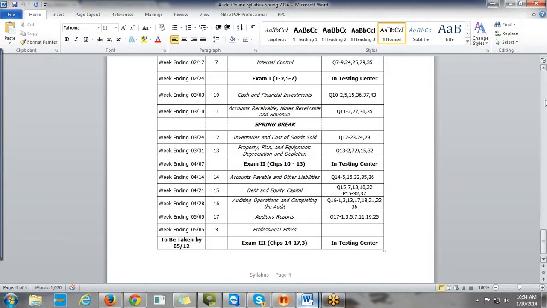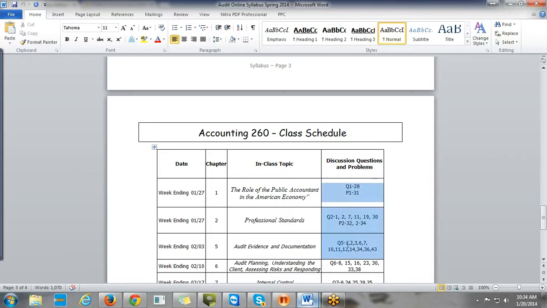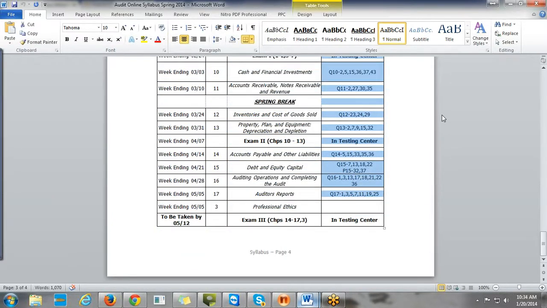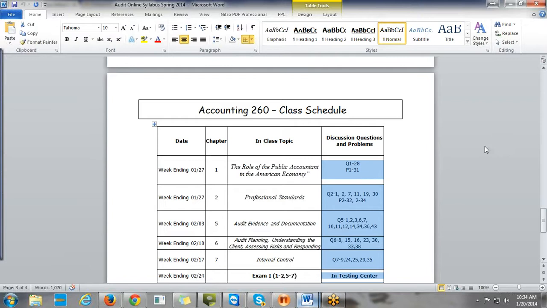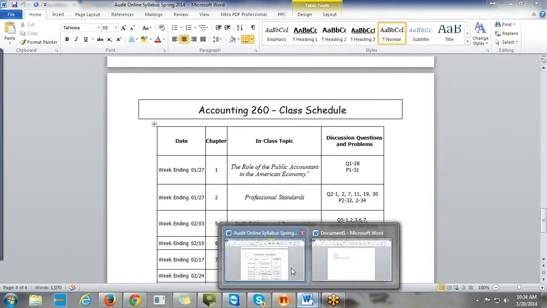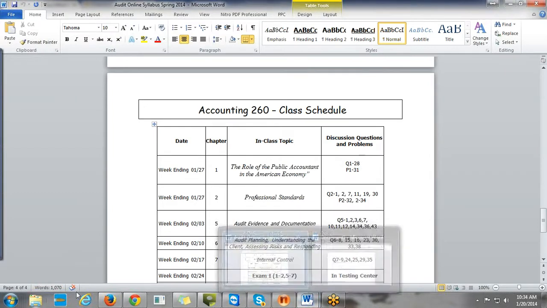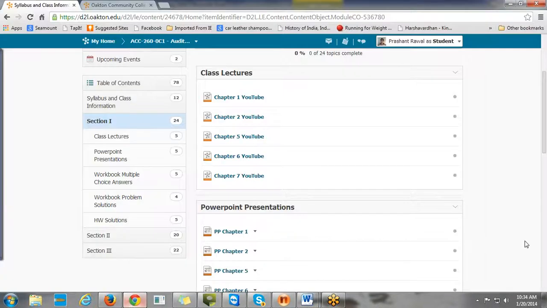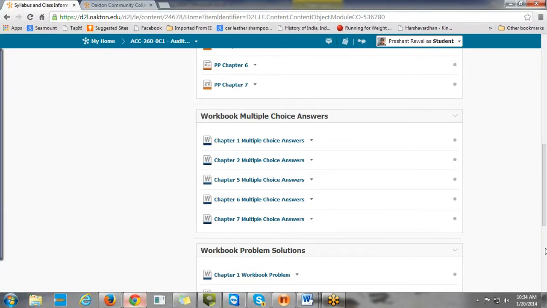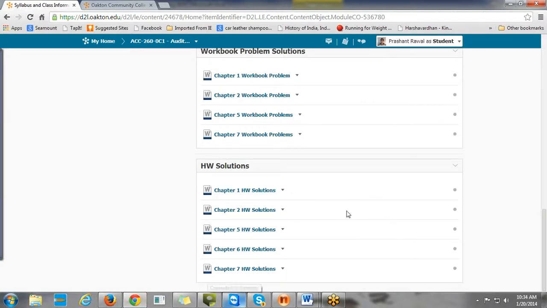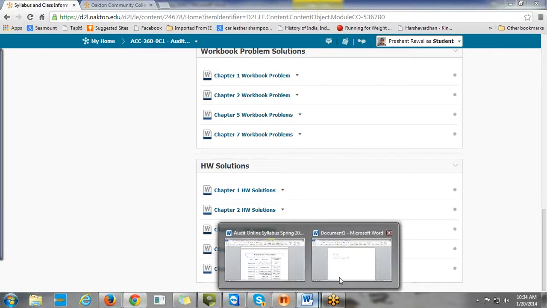Again, the homework problems are right here. These problems are not graded. You don't have to submit anything. This is a learning procedure for you. But I have also given you solutions to the homework problems right here. You can then review the solutions to see if you have really understood.